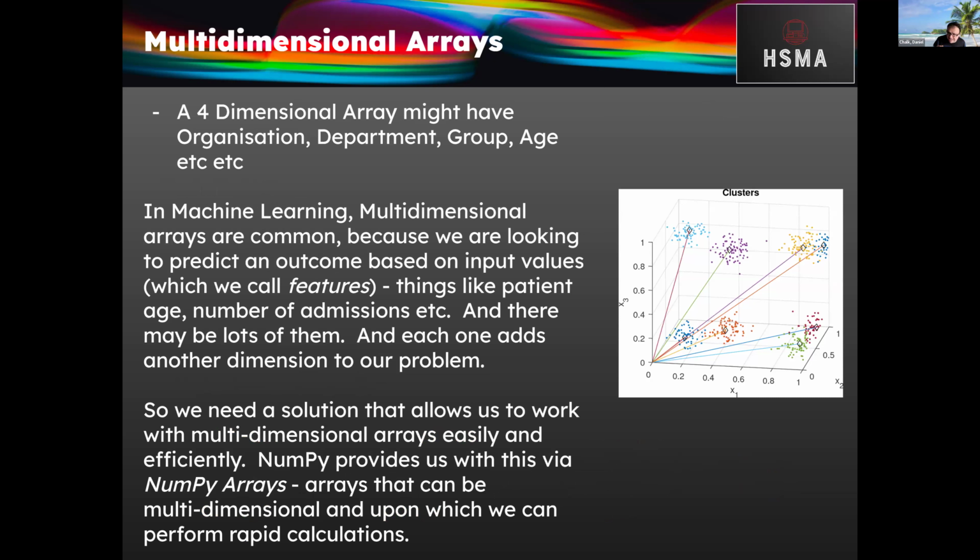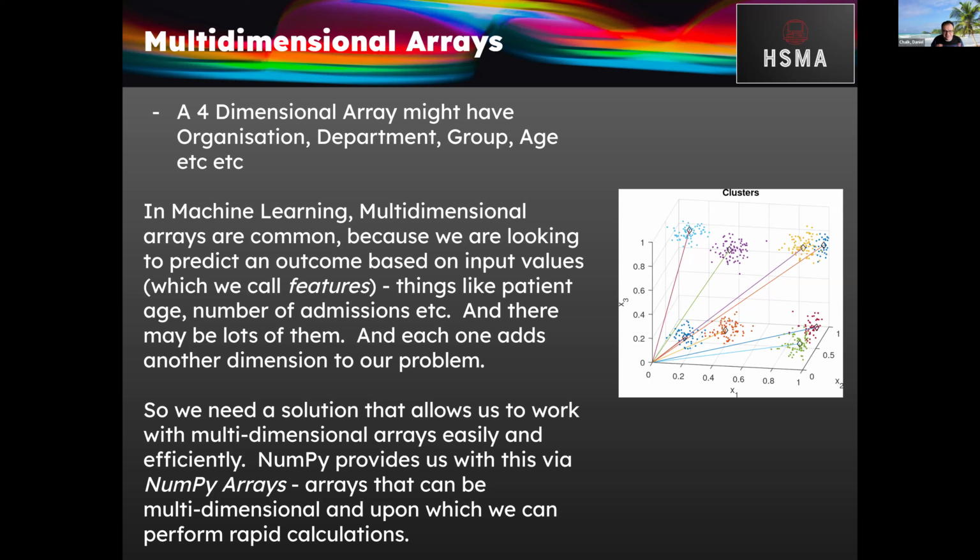Now, in machine learning, multi-dimensional arrays are very common, because in machine learning, as we'll come on to when we get to module 4, we're basically trying to predict or classify some sort of outcome based on a series of input values, and they're referred to as features. Again, we'll talk more about that in machine learning. But it's things like, can we predict whether the patient has this condition based on their age, their number of admissions, and all sorts. And you can have hundreds of these things, sometimes even thousands of these things, okay? And each one you have adds another dimension to your array.